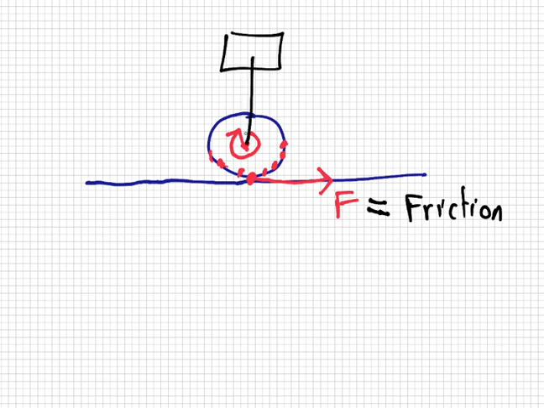Okay? So what's happening is you have the engine, and the engine makes the wheel turn, and the wheel makes the friction. But the friction is what actually is the force. So what's the formula for friction? It's mu R.